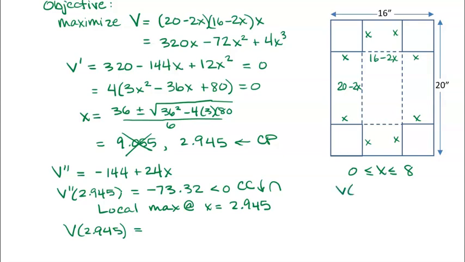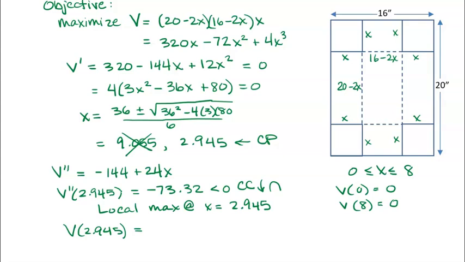And so I could also evaluate the endpoints. But if I look at v at 0, I have nothing, right? Because I don't have anything to fold up, so my volume would be 0. And also at 8, right? At 8, you're basically cutting away, 8 plus 8 is 16, so it'd be cutting away the whole thing, so the volume would be 0. So the maximum has to occur at this point.